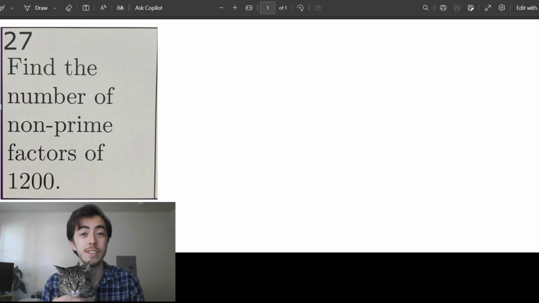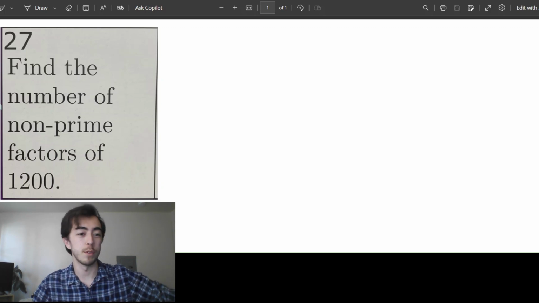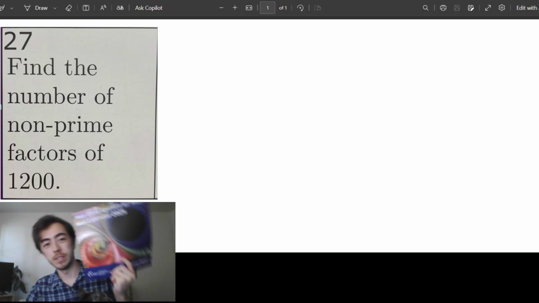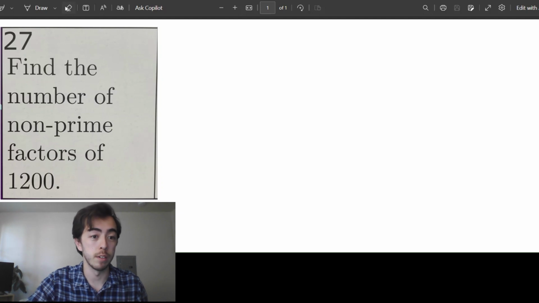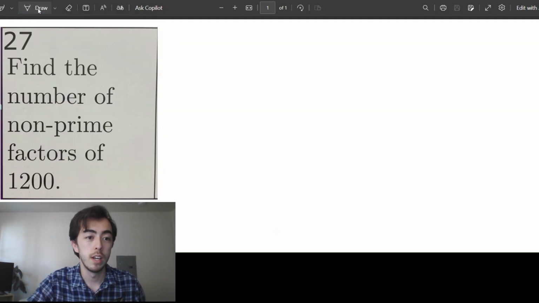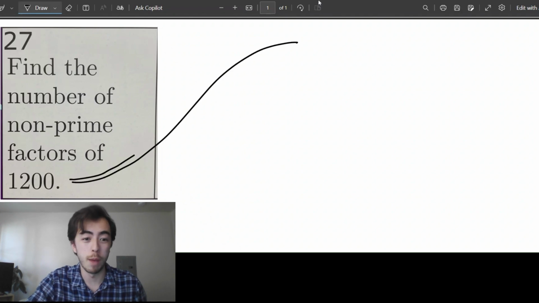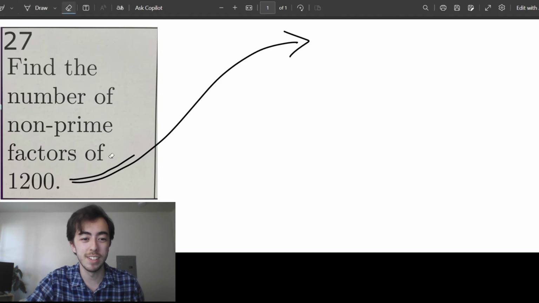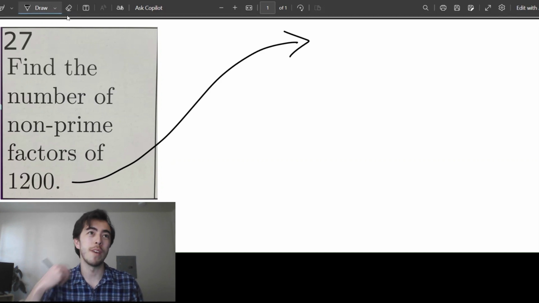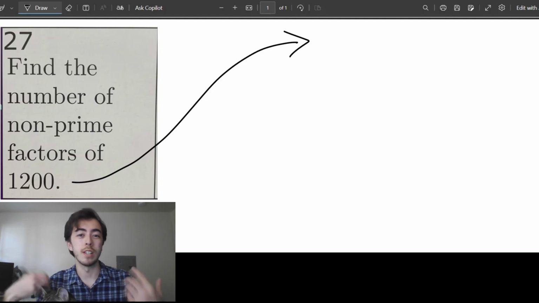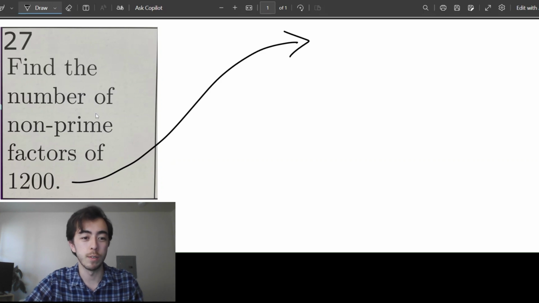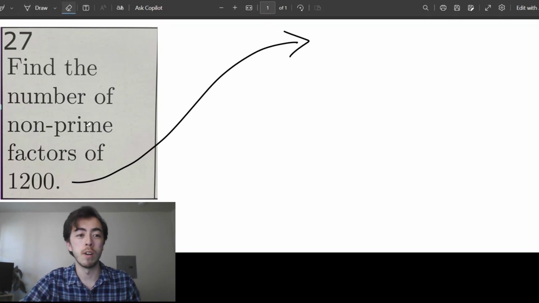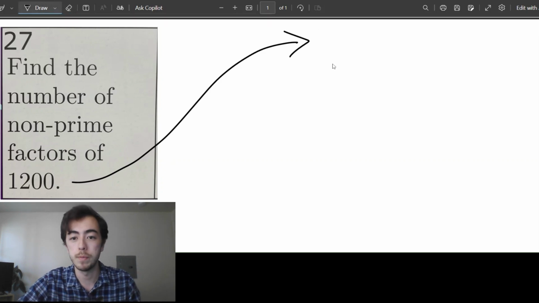Today is July 27th, and we are solving problem number 208 from the Daily Epsilon calendar. We need to find the number of non-prime factors of 1,200. I think for this one, it might actually be helpful to find the prime factors of 1,200 first, because usually when you find the prime factorization of a number, you can then construct other factors, and then we can just take out those prime factors, because of course we need to count all of the non-prime, or all of the composite factors of our number.